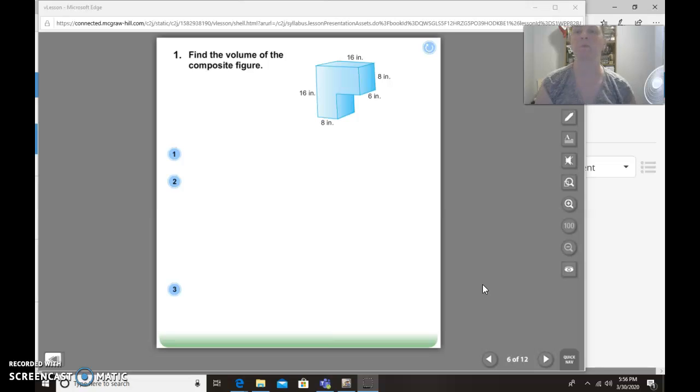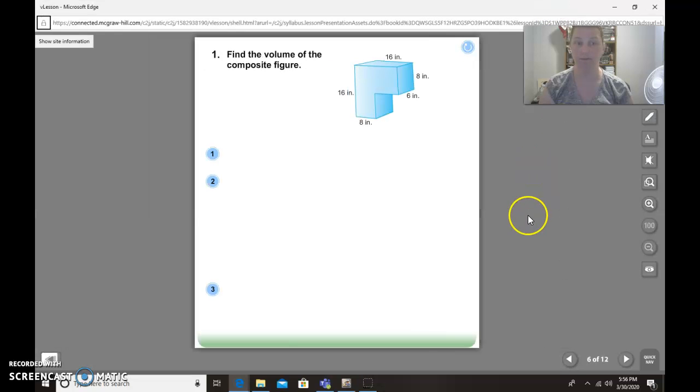So if you're looking for the volume of a composite figure, this is the PowerPoint that I would be showing you at school. So let's go over it. Your first step would be to find the volume of each prism. So you need to divide this figure into different figures. Here you have a cube, and then you have a rectangular prism here. Your rectangular prism is 16 inches by 8 inches, and it's 6 inches this way.